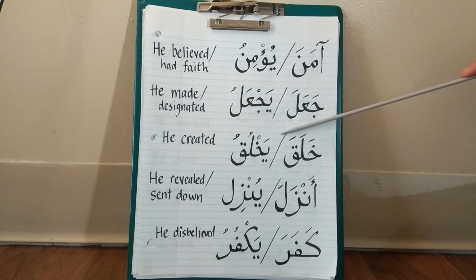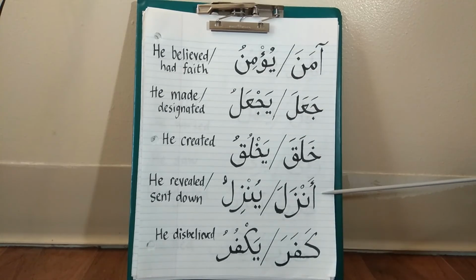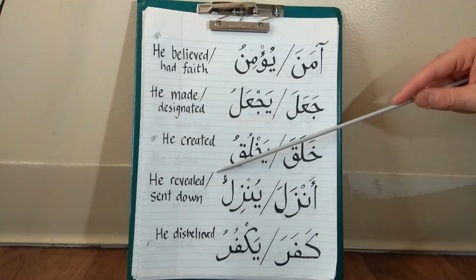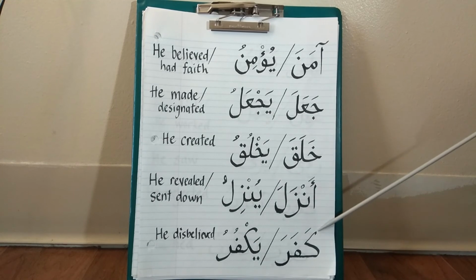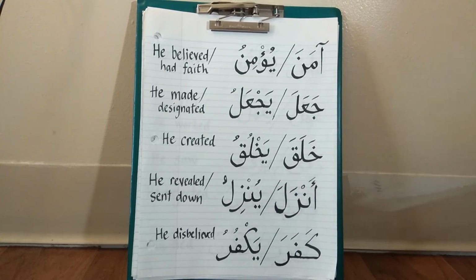Khalaqa has present tense, yakhluqu, it means he created. Anzala has present tense yunzilu, it means he revealed or he sent down. Kafara has present tense yakfuru and means he disbelieved.